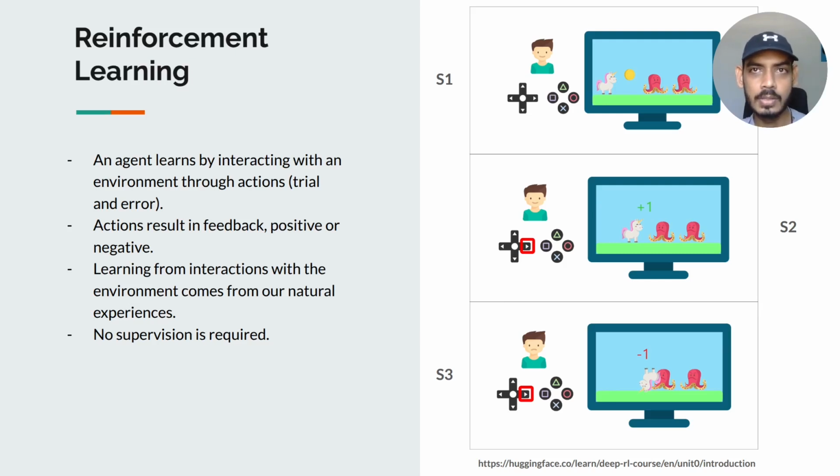Now, based on this set of actions and the rewards it got, the kid will understand what kind of action it has to take and what it has to avoid. So that is what a basic RL process is all about.